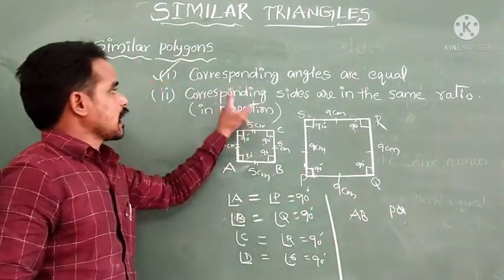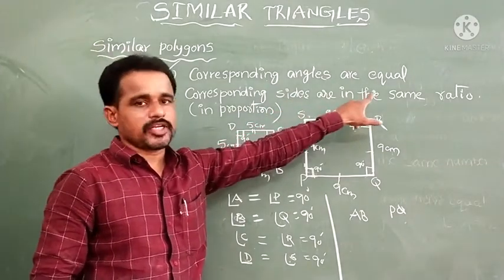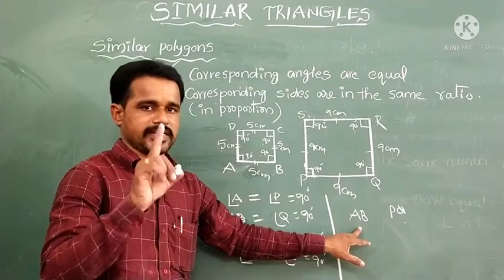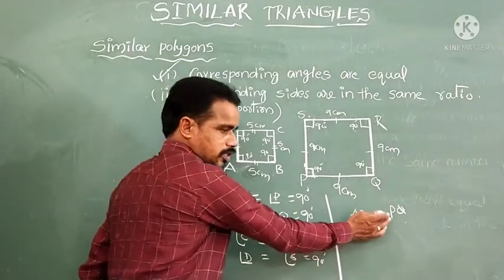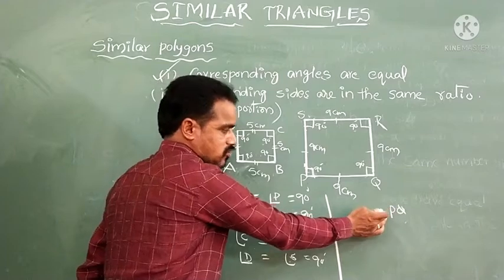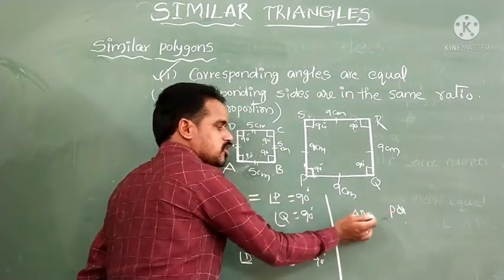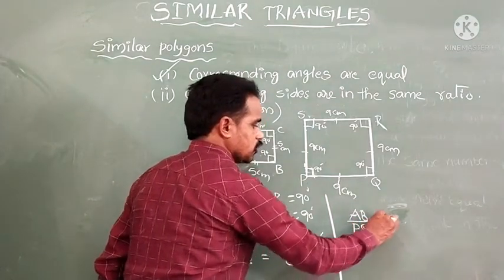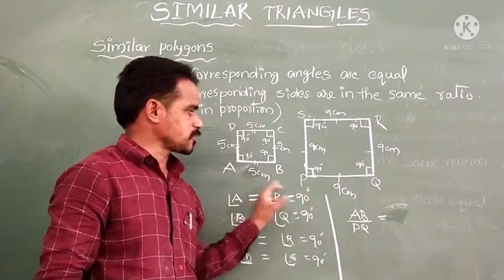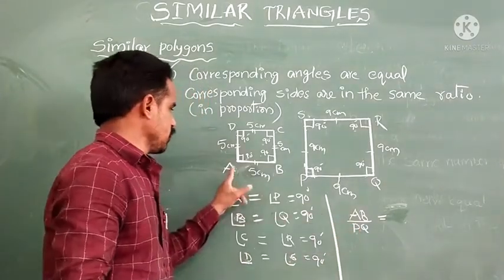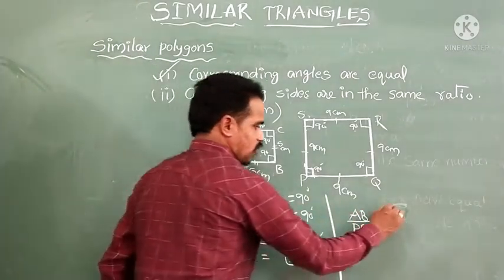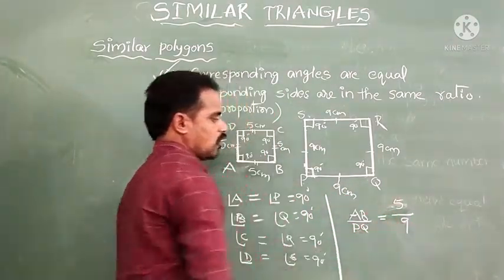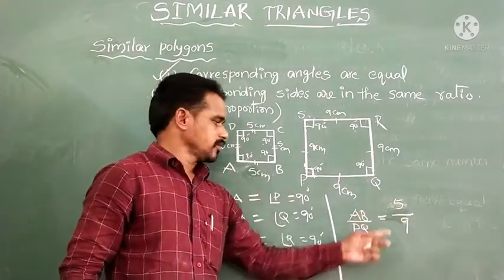What they are asking? Corresponding sides are in the same ratio. First we have to find the ratio of corresponding sides. These two are corresponding sides. We have to find the ratio of these two sides. What is the ratio? AB by PQ. Length of AB 5 centimeters by PQ 9 centimeters. So 5 by 9. No cancellation, right?